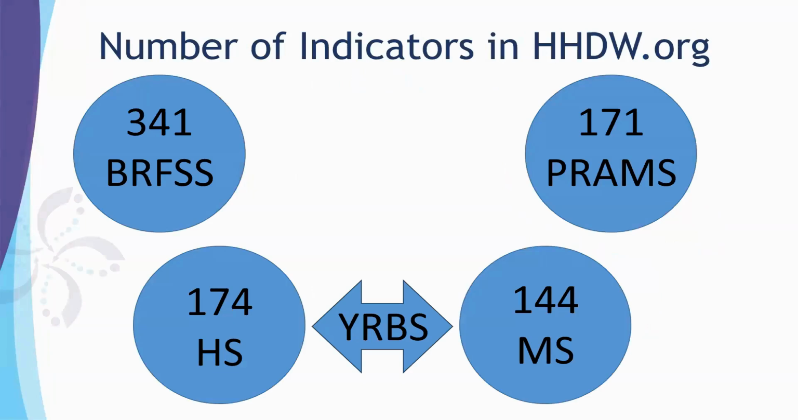So currently on the site, we have a content map and an indicator index for three of our data sources. Those include the Behavioral Risk Factor Surveillance System, or BRFSS, the Pregnancy Risk Assessment Monitoring System, or PRAMS, and the Youth Risk Behavior Survey, or YRBS, and that has both a high school and a middle school component. The tools that we're going to be looking at today are helpful to navigate all of these indicators. You can see we have over 300 indicators from BRFSS, 171 from PRAMS, and a combined 318 for YRBS.